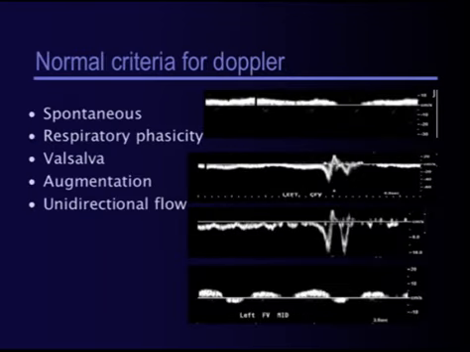Okay, the normal criteria for Doppler. There are 5 important features of blood flow in normal veins. First of all, there should always be spontaneous flow, even with the extremity in dependent position. Blood flow should occur towards the heart, even without muscular compression. Sometimes in small veins, spontaneous flow is difficult to detect due to slow flow.